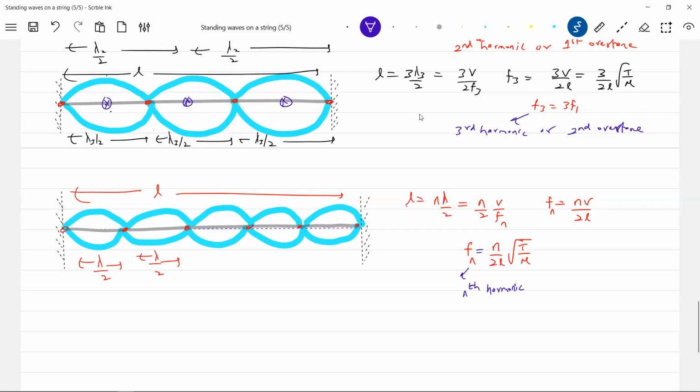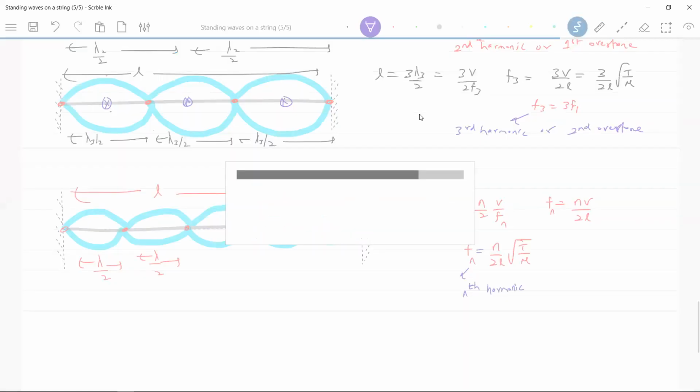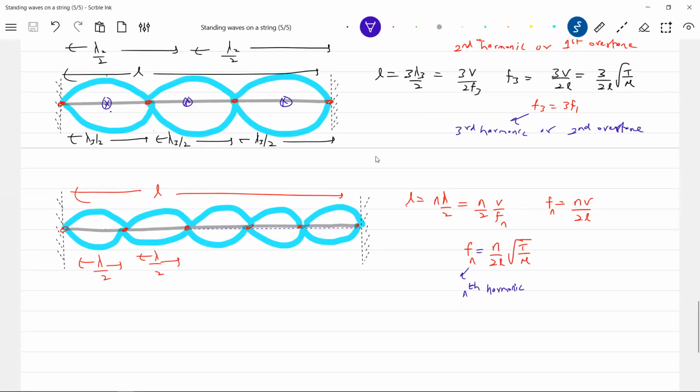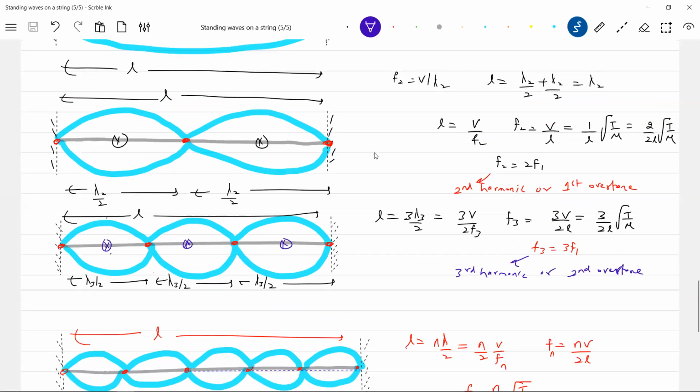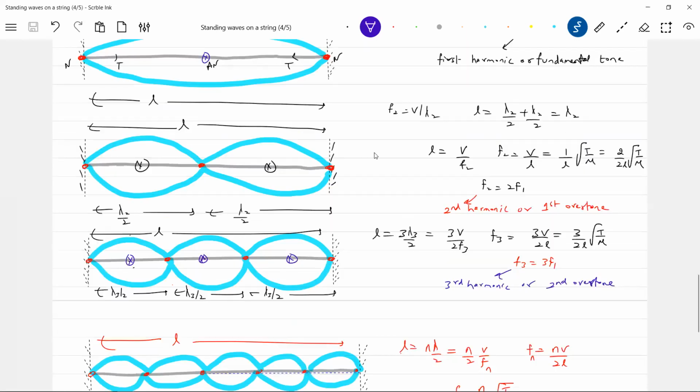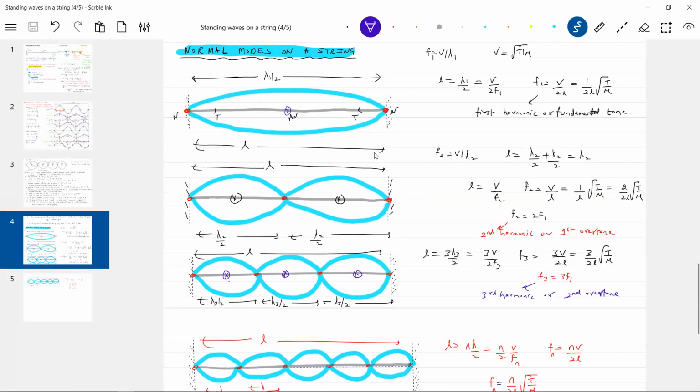Now look at this. This wire will vibrate at these frequencies, which are the natural frequencies of vibration of the wire. Natural frequency of vibration of the wire means you strike at the midpoint of the wire, it will vibrate with this frequency only, not any other frequency.